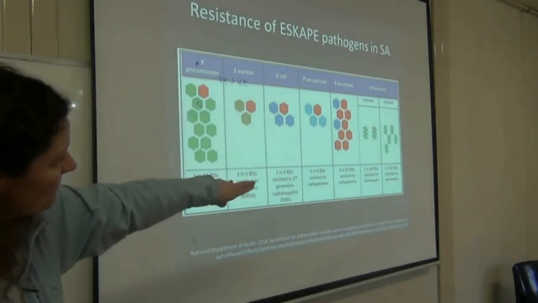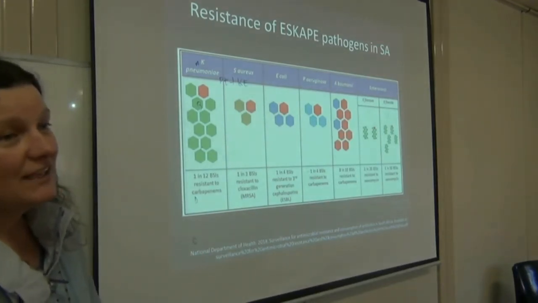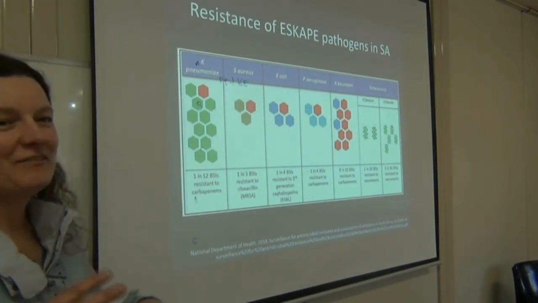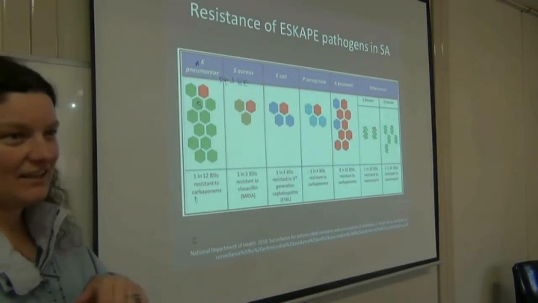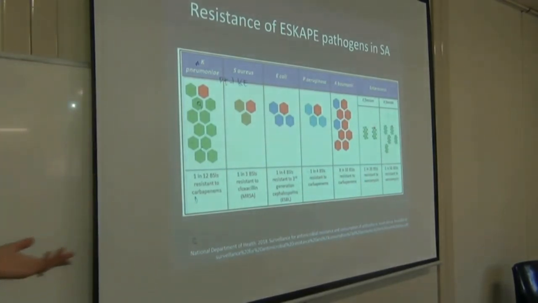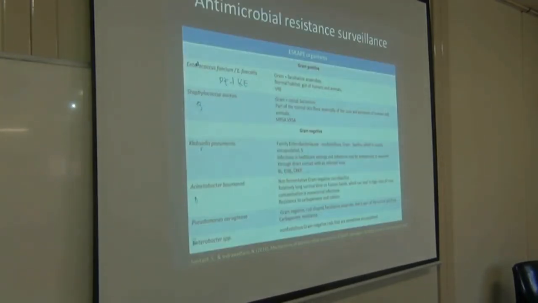Acinetobacter baumannii, 8 in 10 resistant to carbapenems. The thing about A. baumannii is that it lives on hands. So hand washing can prevent that. And then your enterococci, 1 in 20 and 1 in 50. So that is the current surveillance that we have.